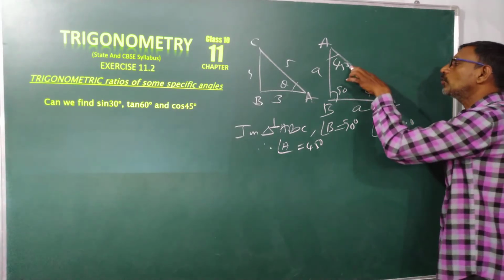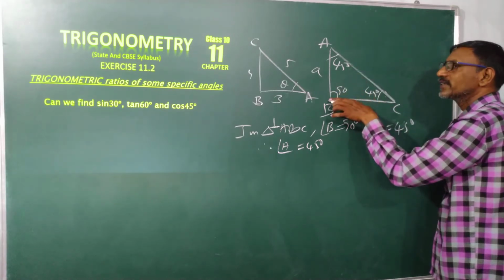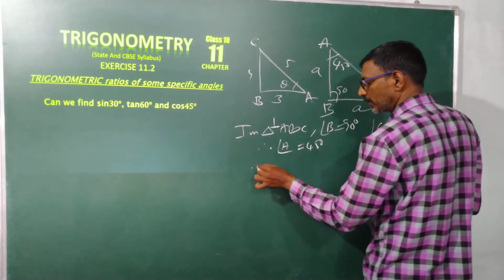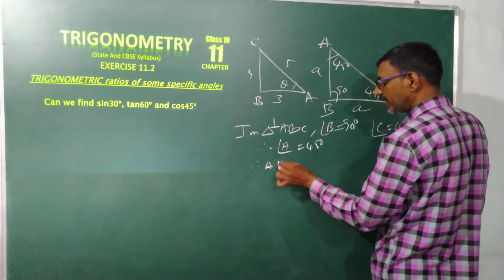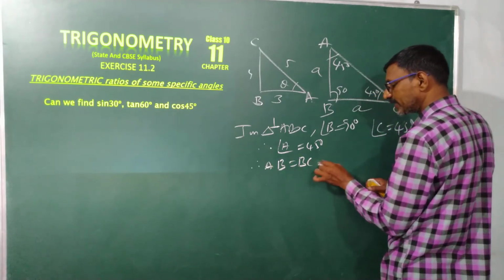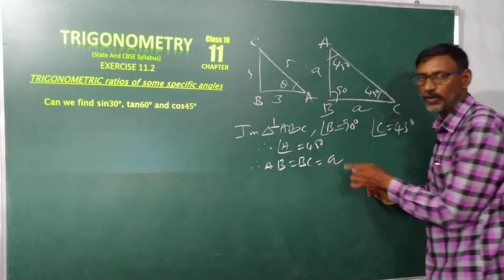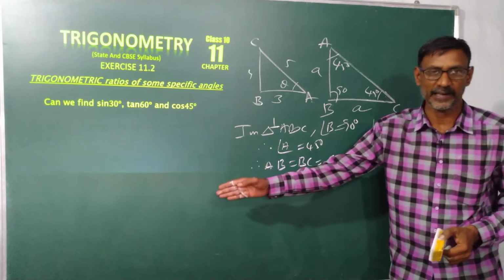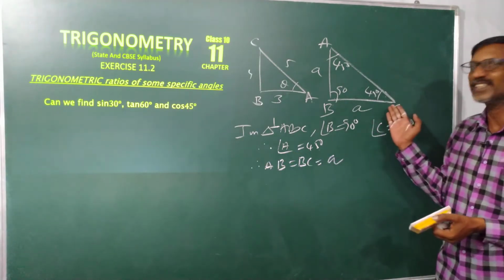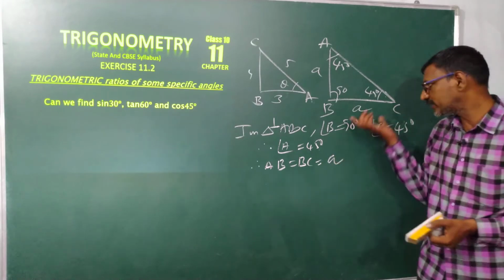When two angles are equal, then the opposite sides are equal. Therefore, AB is equal to BC, which is equal to some A units, whatever it may be. Here I have taken 10 meters. Here I don't know from this triangle, so there is some A units.